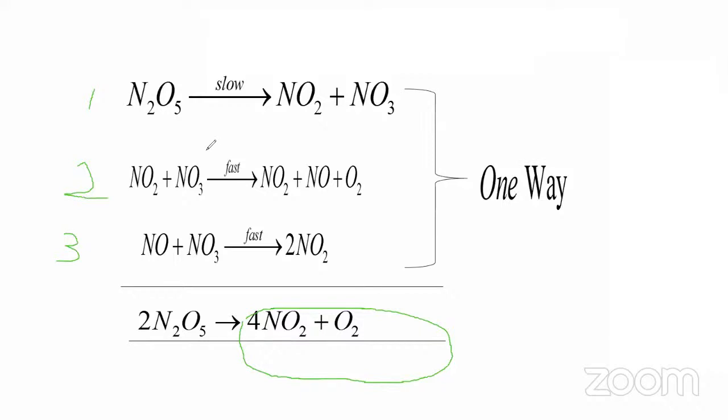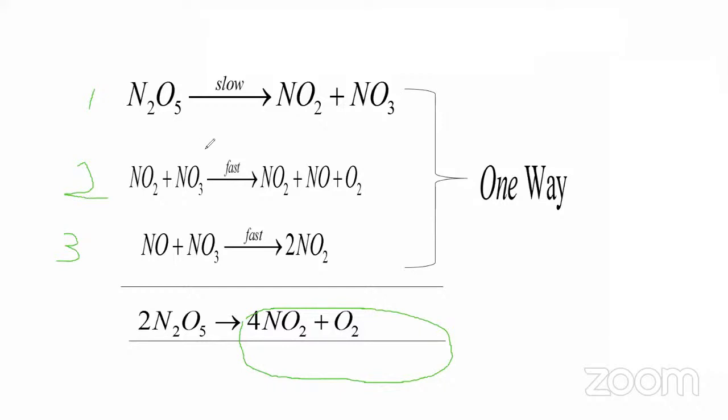And you can see 1 is slow. As soon as that is established, very quickly, 2 will take place. And then you have that. As soon as you have 2, then you can also get step 3 very fast. 1, 2, 3, they are elementary steps.